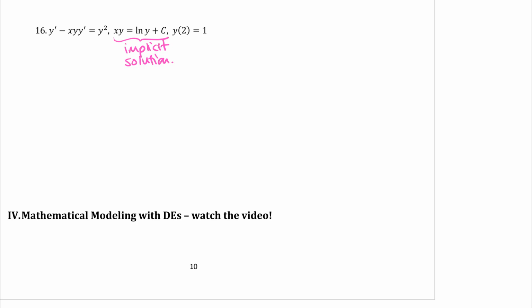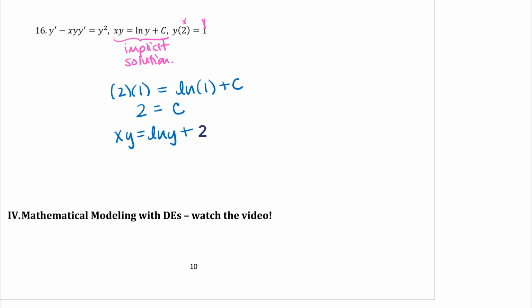But we still can find perhaps a particular solution that satisfies the initial condition. So we'll just go ahead and plug these values in for x and y. On the left side we'll have x times y, so 2 times 1 equals ln of y, which is 1, plus c. So we get 2 equals natural log of 1, which is 0, and so the right hand side is just c. So c is 2. All right, so this is the particular solution that satisfies that initial condition.